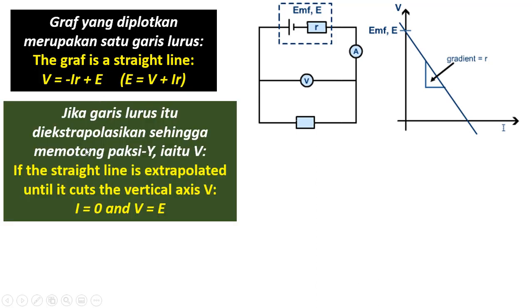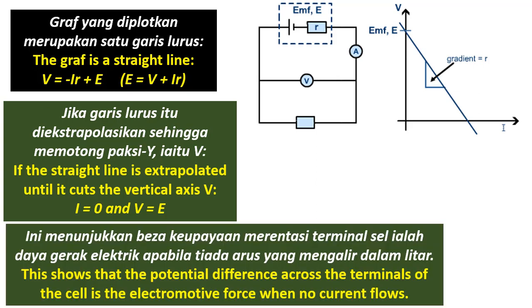If the straight line is extrapolated until it cuts the vertical axis V, we get that when I equals 0, V equals E. So E is the EMF of the battery. This shows that the potential difference across the terminals of the cell is the electromotive force when no current flows. So when I equals 0, V equals the EMF.